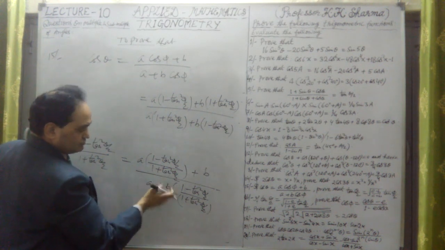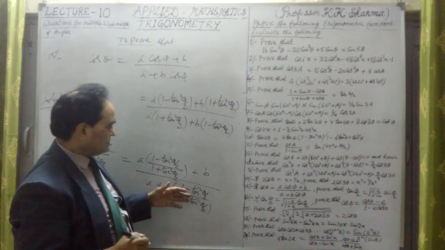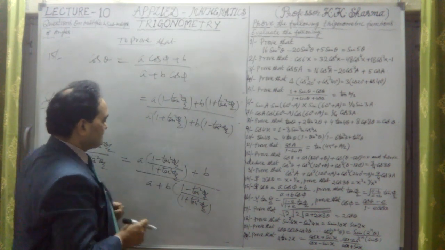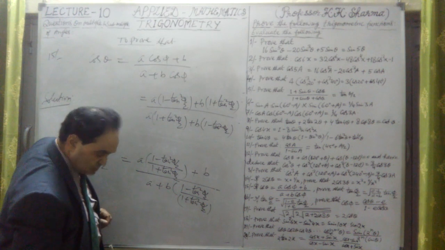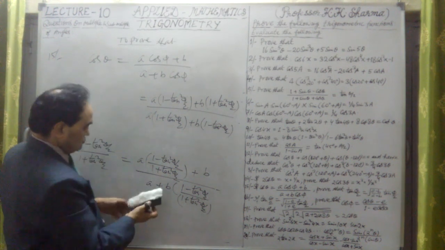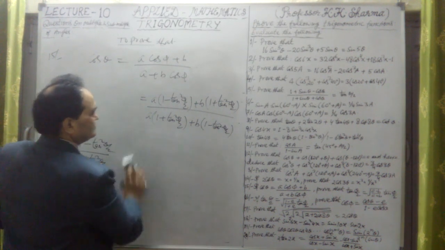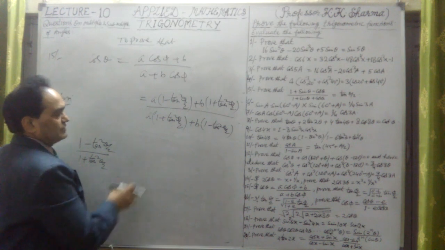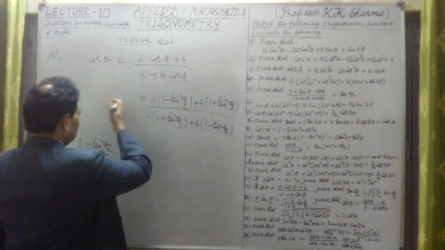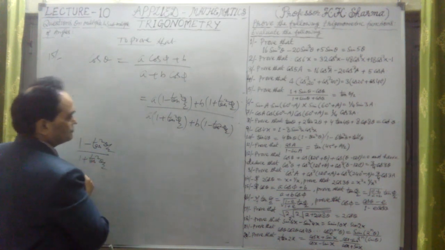Because the LCM, 1 plus tan square phi by 2, cancelled out in numerator and denominator, we'll just cancel that out. This is the value here, the right hand side. Now let me apply componendo and dividendo. Or we can just reverse this. If I reverse this, then this will be there. Okay, no problem.